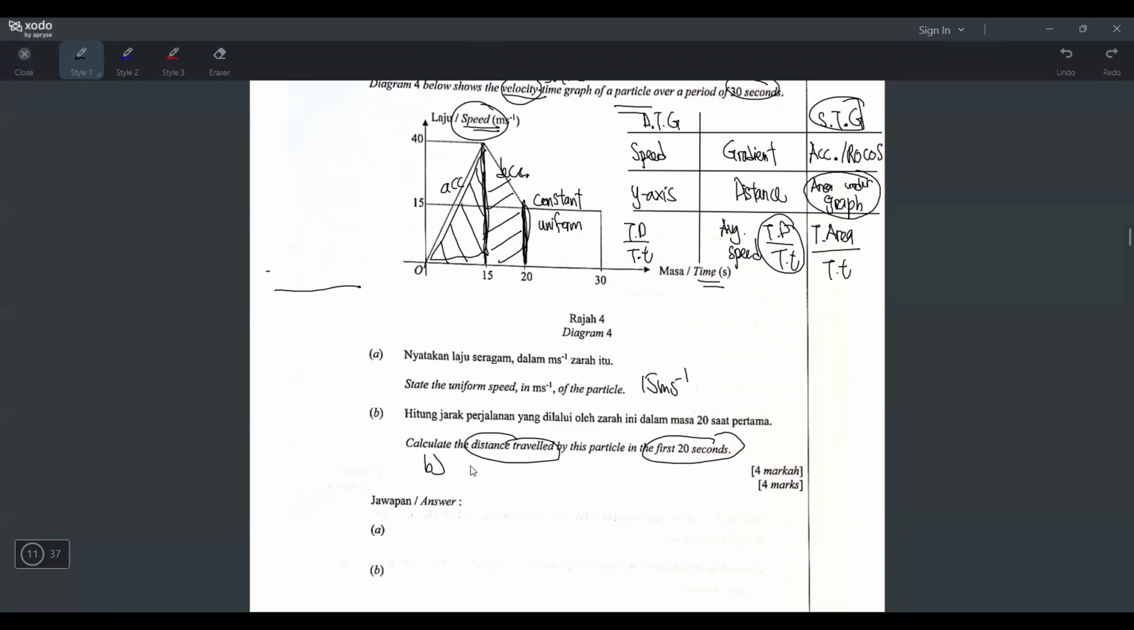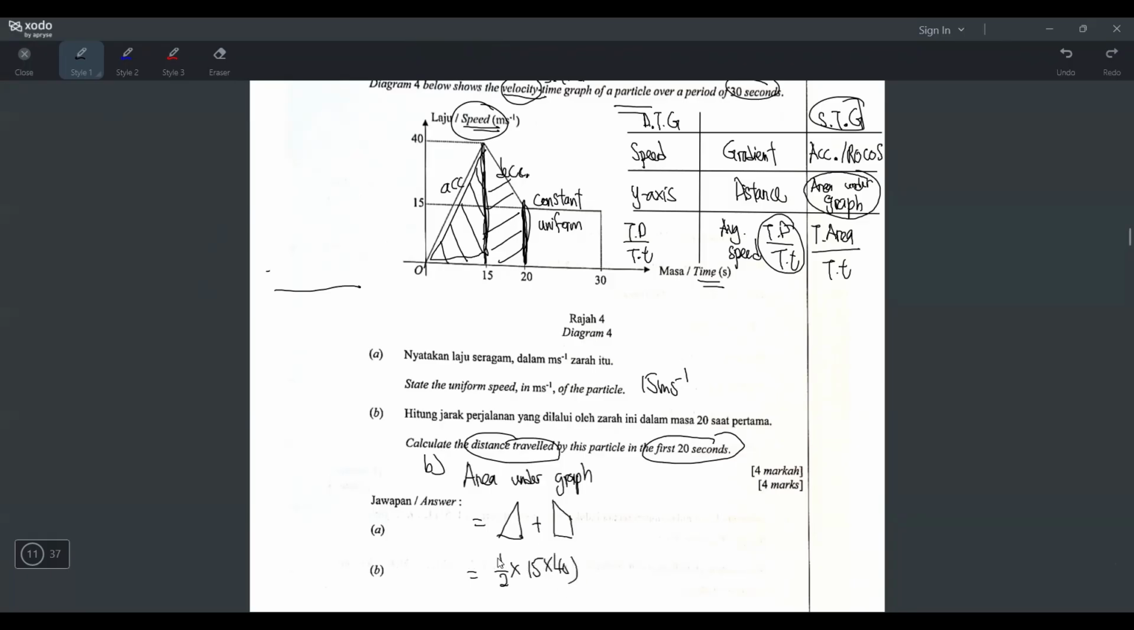Okay, so I will just write area under graph. That's how you find distance. You find the area first. So the first thing is to get the area of the triangle, and the next thing is to get the area of the trapezium, and then add them together. For the triangle, the formula is 1 over 2 times base times height. The base will be 15, the height will be 40, right?